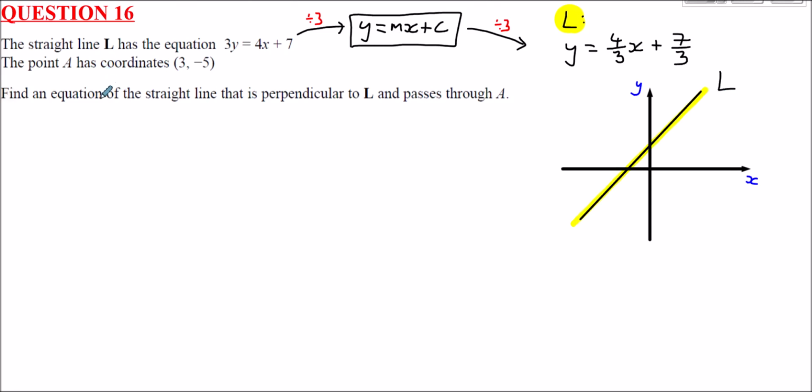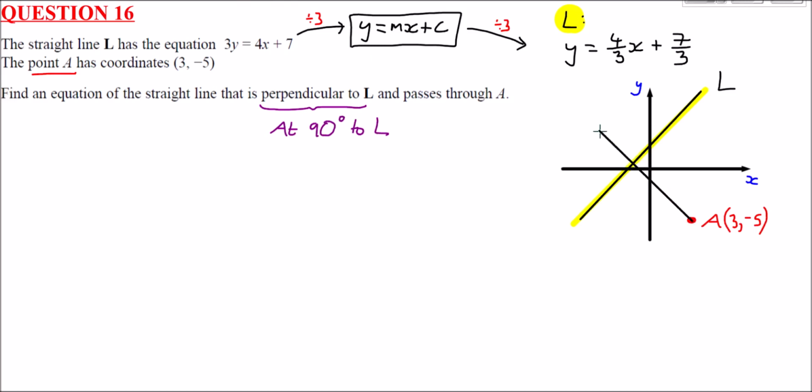Now, it says here, there's a point A which has coordinates (3, -5). So if I just sketch on (3, -5), maybe down here somewhere, that's A. I need to find an equation of a straight line that is perpendicular to L. Now, perpendicular means at right angles to, and passes through A.